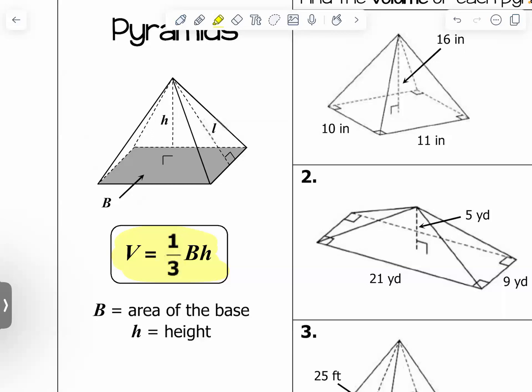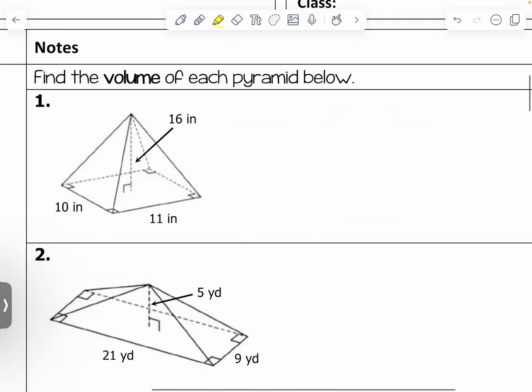Okay. I will warn you that there could be times where we need the Pythagorean theorem. It is possible that they don't give us the height and we have to solve for it. Okay. So let's look at number 1.